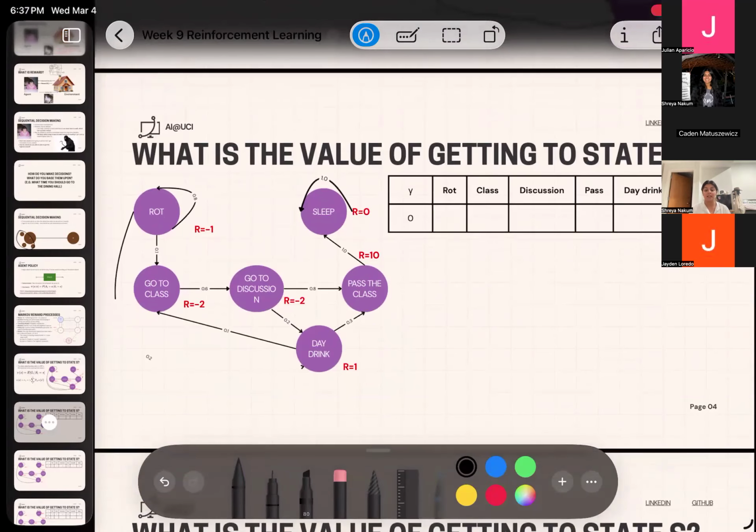So let's say that we have a discount factor of 0. Let's connect this line here. And what we want to know is what's the value of each one of these states. If our discount value is 0, remember, what does that mean? What do we care about? Immediate reward or later far-sighted rewards?